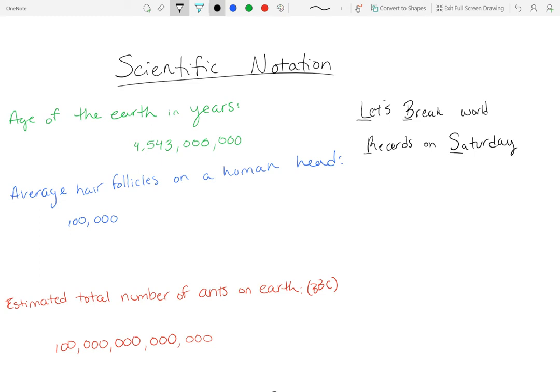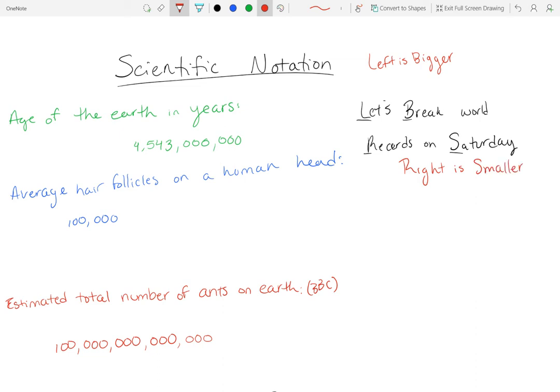Okay, so that means that if you move the decimal to the left when doing scientific notation, left is bigger and right is smaller.